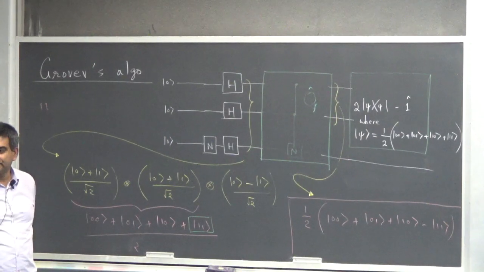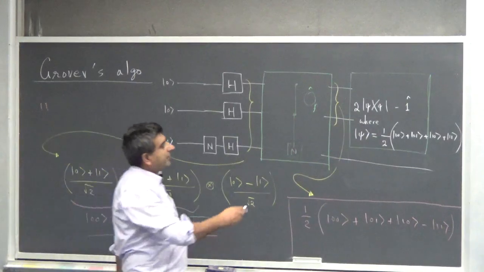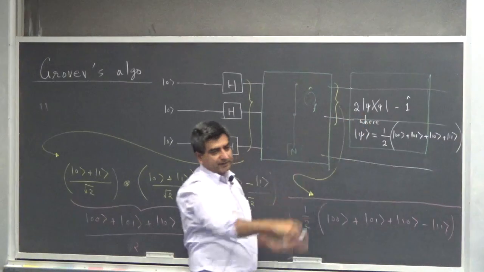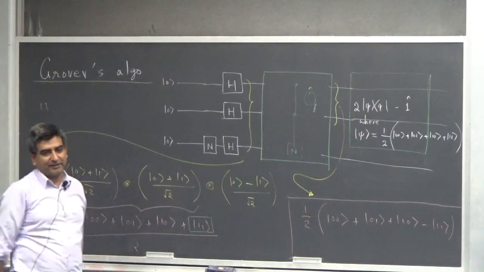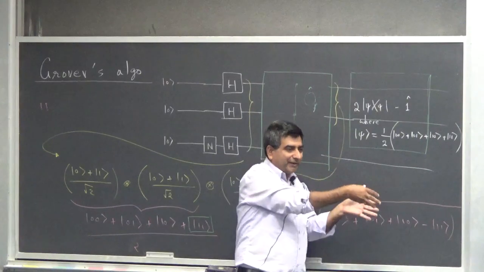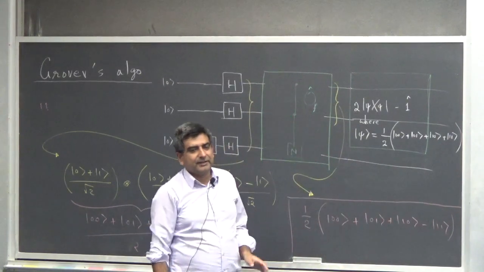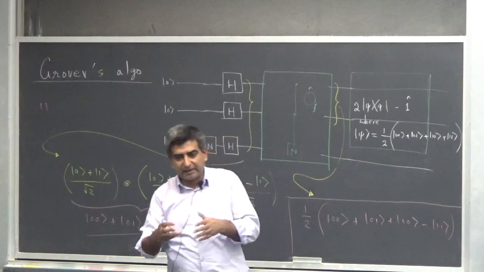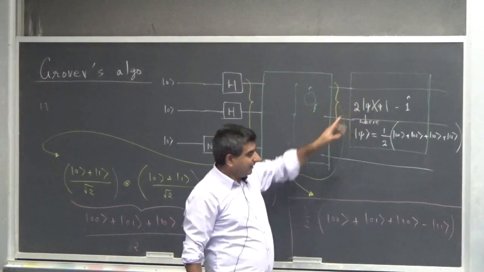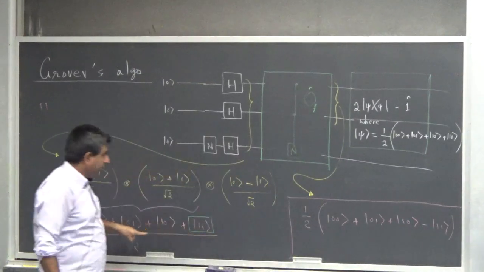Got it? So now the next question is, how do we implement this gate? We'll come to that in a minute. But first of all, let's see what this gate is really doing. This gate has a special impact on an input state. The input to this box is this particular state.